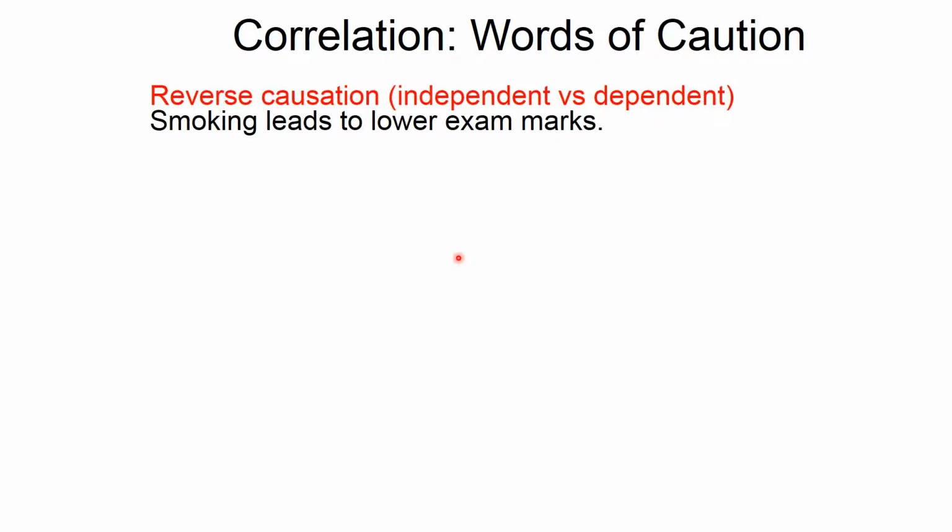But actually, the correlation might work the other way around. People might be used to not performing so well in exams, and that might lead them to make some poor life decisions and maybe take up smoking. So we don't know which way around the causation works.